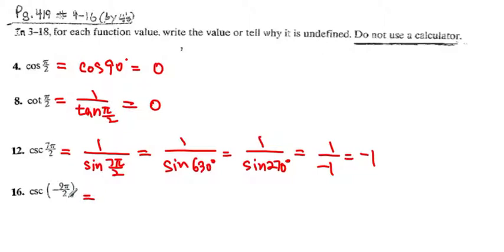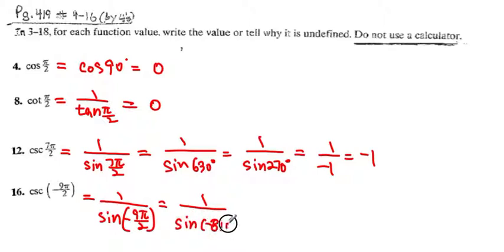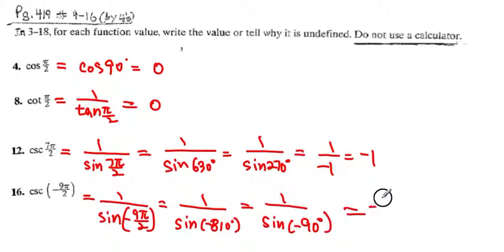Cosecant of negative 9 pi over 2 becomes the same as before. That will be equal to 1 over sine of negative 810 degrees. Now, by adding 720, which will bring everything to where it should be, this becomes 1 over sine of negative 90 degrees, which in fact is exactly the same as sine of 270. Therefore, our answer becomes negative 1. All right, that's it.